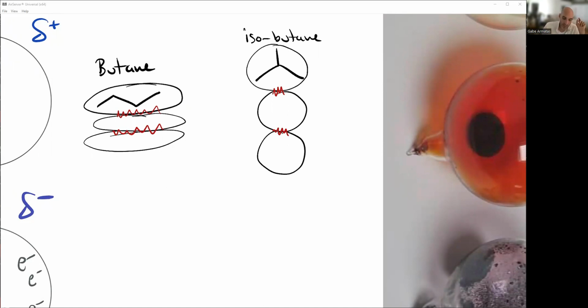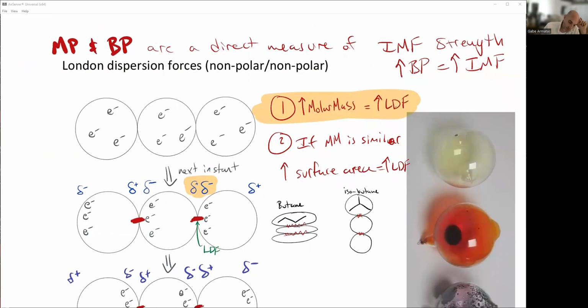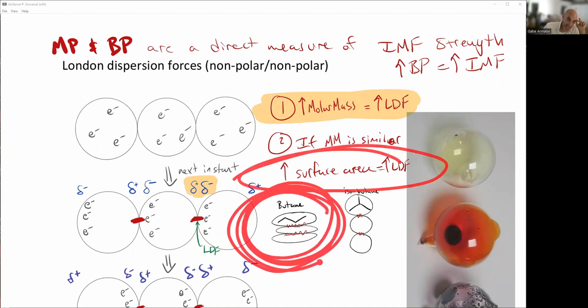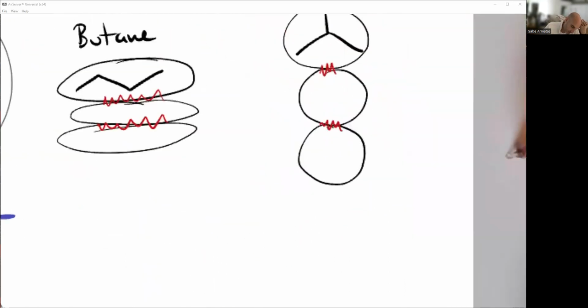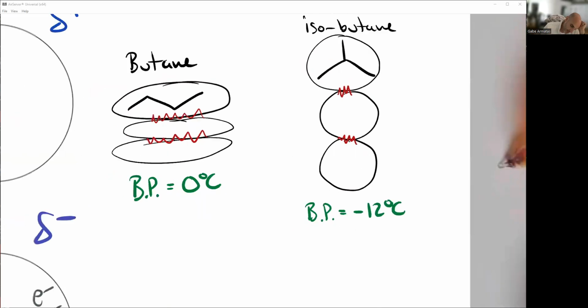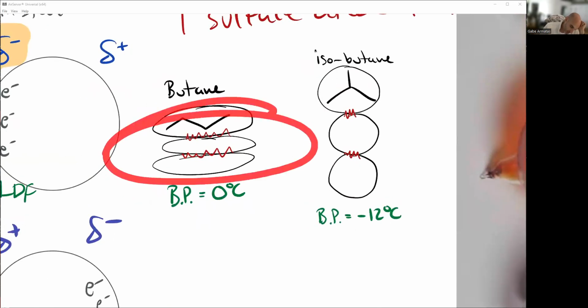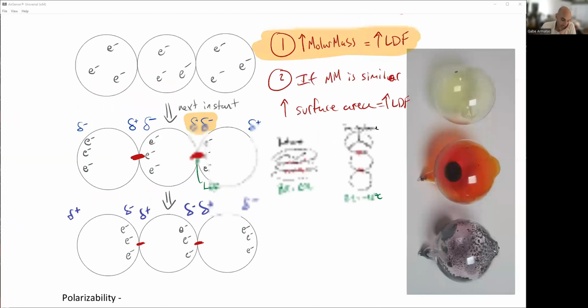Remember, again, boiling point is a measure of intermolecular forces. So what that means is if I have a higher boiling point, I have stronger forces. So if surface area goes up, London dispersion forces go up. So I'm expecting this to have a higher boiling point because it's got more surface area. And it does, in fact. The boiling point of butane happens to be 0 degrees Celsius. The boiling point of isobutane is -12 degrees Celsius. So that makes sense. This has more surface area leading to a higher boiling point than this leading to a lower boiling point. Okay, good. So that is London dispersion forces.